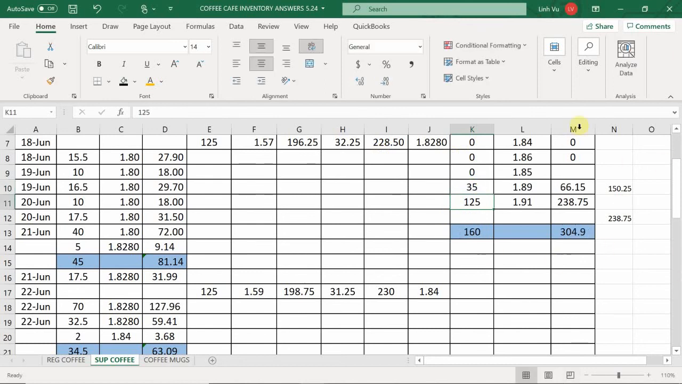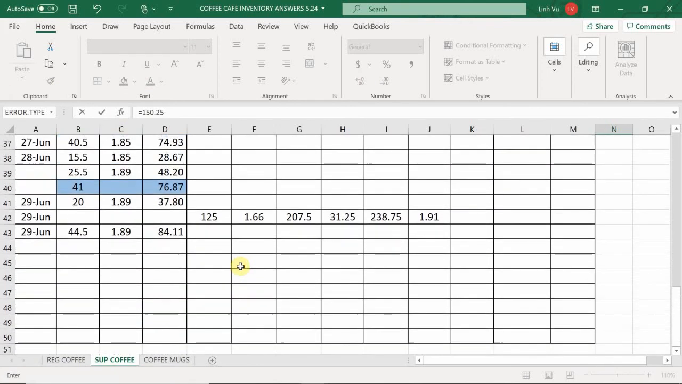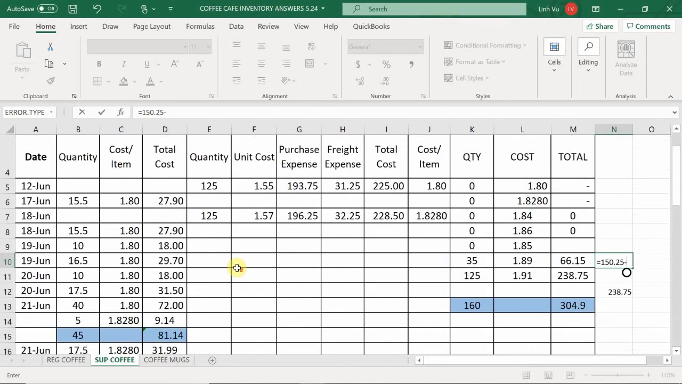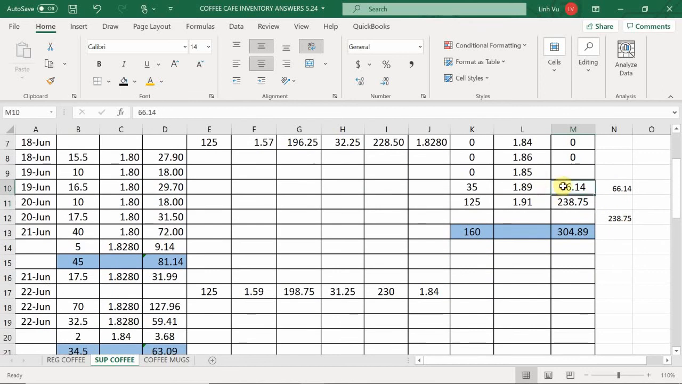So in this case, if we take 150.25 and we subtract out what was the amount that we calculated, 84.11, we should actually get 66.14 instead because of that half penny that we were coming across. Well, since this is not weighted average, this is FIFO, so don't we just take the 35 at $1.89?